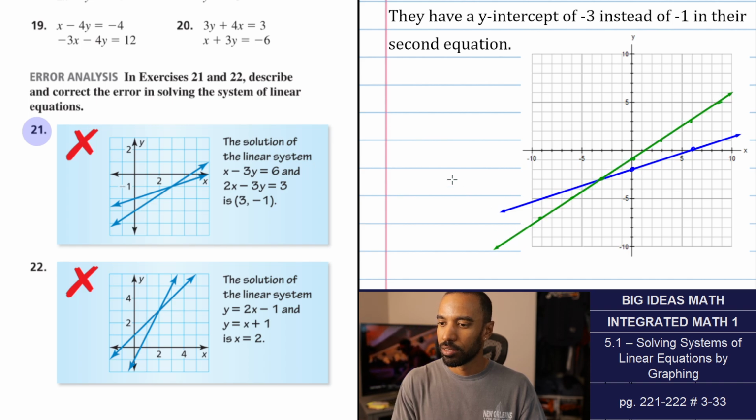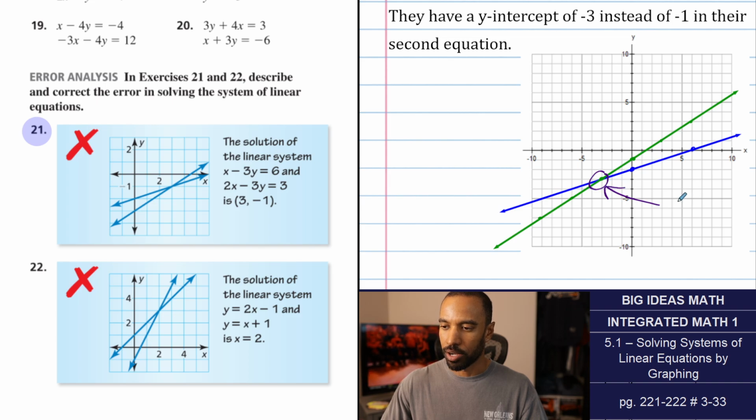There you have that guy. Or-ish. So the point of intersection here, I didn't expect them to graph it wrong. That seems more like a chapter 3 thing, right? It's (-3, -3).